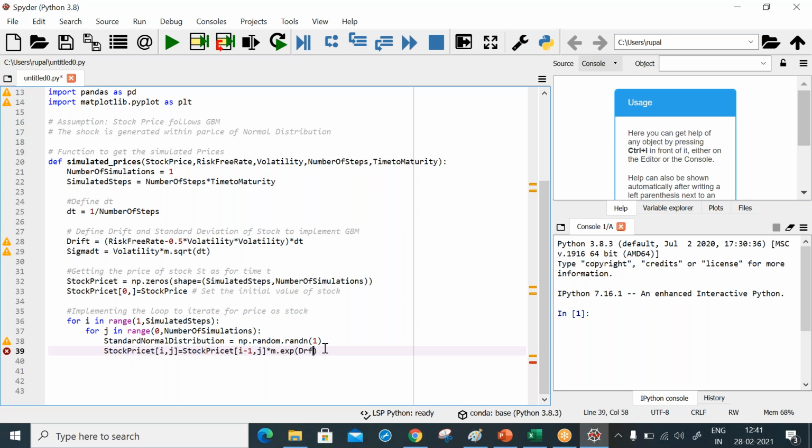Then comes drift, plus sigma dt into the standard normal distribution, because our values already had sigma dt, and drift is something that already has dt, whatever it is required. So we already have that.